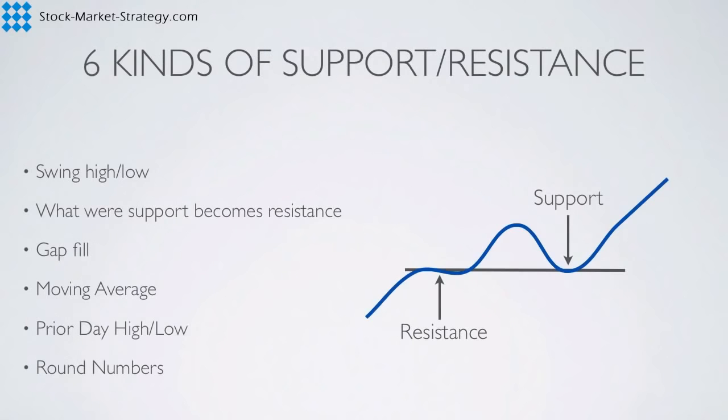There are 6 kinds of different support resistance. The first is the swing high low. The second is where support becomes resistance and vice versa. Then we got small support in as when gap is filled. We also got support in moving average, which is called dynamic support. And then we got prior day high low, which works best for day trading. And then round numbers. But let me go through these 6 one by one and show you on chart what I mean.